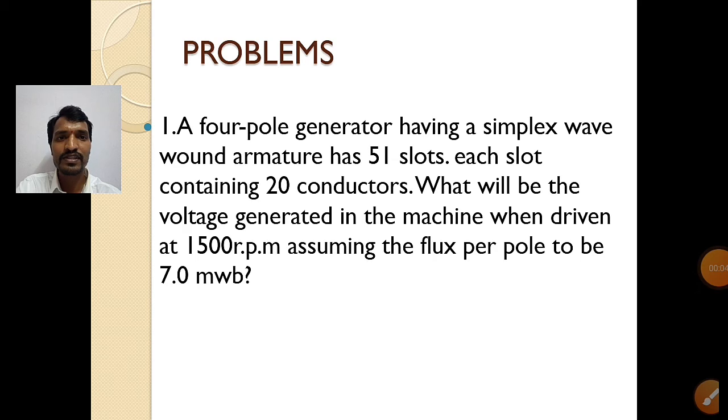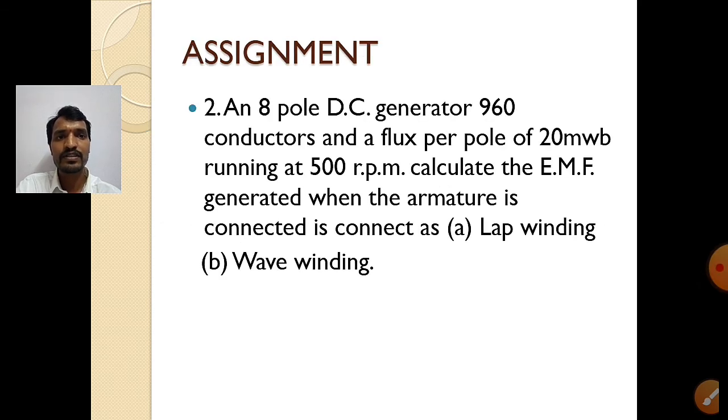The first problem is clear now. Now I am giving you an assignment. This is the assignment problem. An 8-pole DC generator, 960 conductors and a flux per pole of 20 milliwebers running at 500 rpm. Calculate the EMF generated when the armature is connected as a lap winding and also as a wave winding. You have to calculate Eg. Eg is equal to phi ZNP by 60A. You have to calculate Eg for lap winding and also for wave winding.